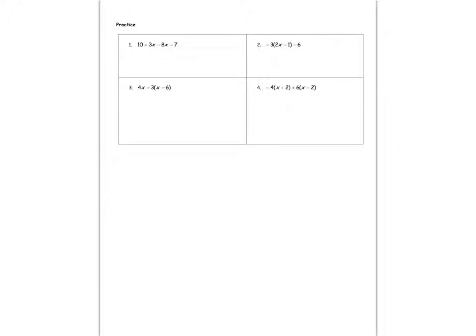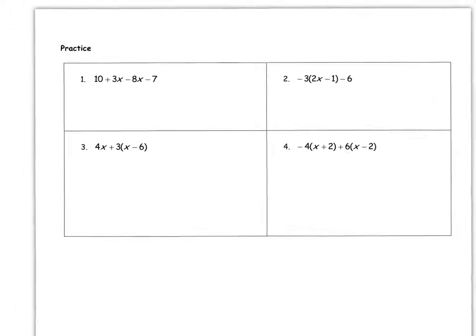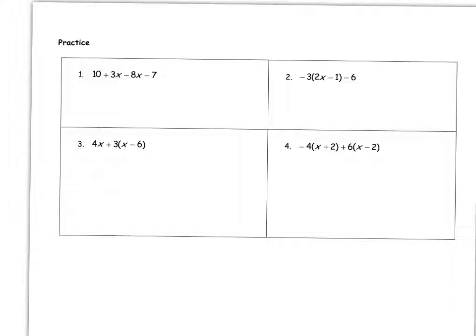Alright, I'm going to just do one more of these practice problems with you, and then I'm going to have you do the other ones on your own. So I'm going to do this one, number 1 right here. And it's 10 plus 3x minus 8x minus 7. And I don't see any grouping symbols, no parentheses in this problem at all, right? So I'm going to go ahead from left to right and look at what I see.